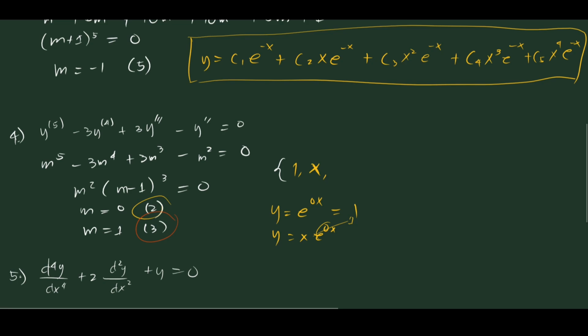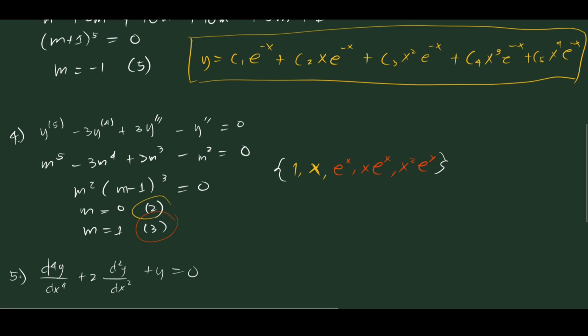Now how about this m is equal to 1 repeated 3 times? So we will start over again. So y is equal to e raised to 1x, or e raised to x. And then for the second repetition, we will get x e raised to x. And then for the third one, we will get x squared e raised to x. Okay, so those are the solutions. We write that in our fundamental set: 1, x, e raised to x, x e raised to x, and then x squared e raised to x. Okay, so there you have it. Now we can write our general solution.